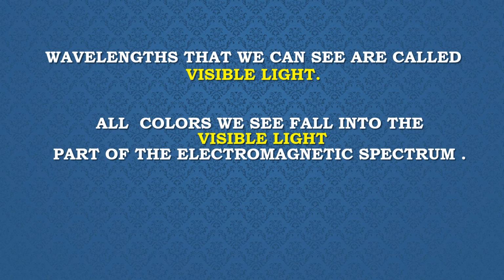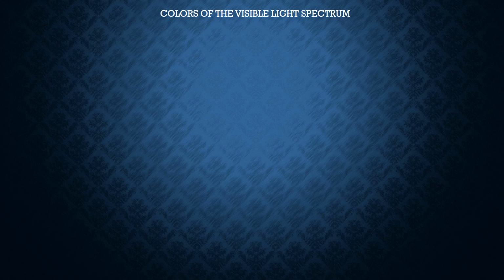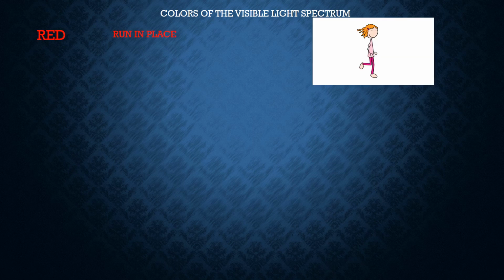Wavelengths that can be seen are called visible light. All colors we see fall into the visible light part of the electromagnetic spectrum. We're going to review the colors of the visible spectrum from longest wavelength to shortest wavelength. So our first one is red. Red starts with R, run in place starts with R. So we're going to run in place. Get ready, go.